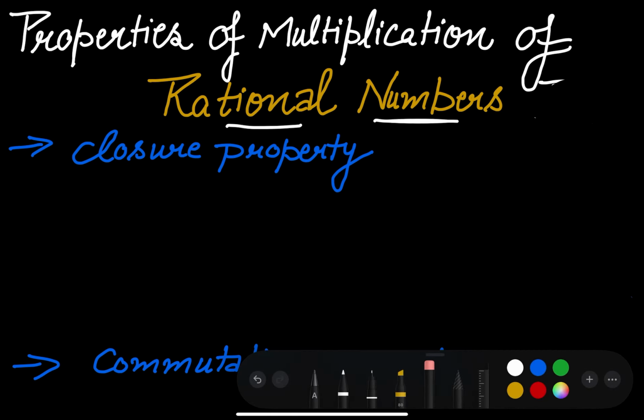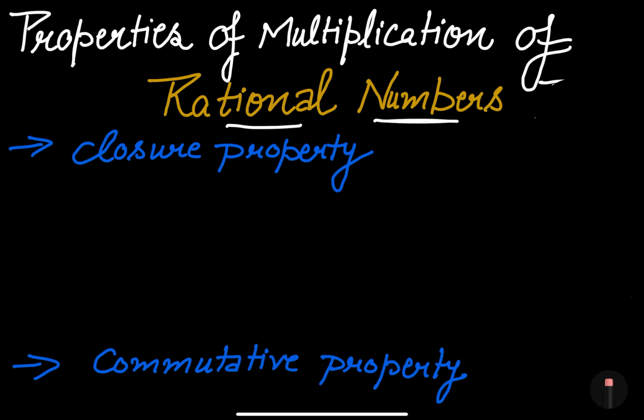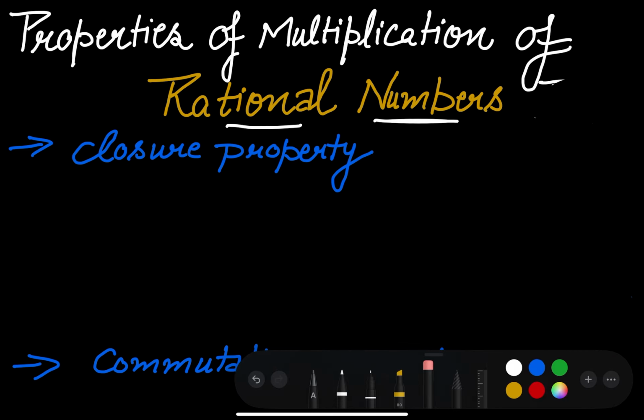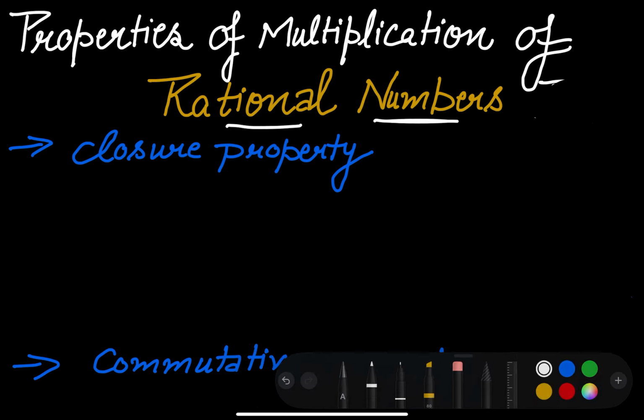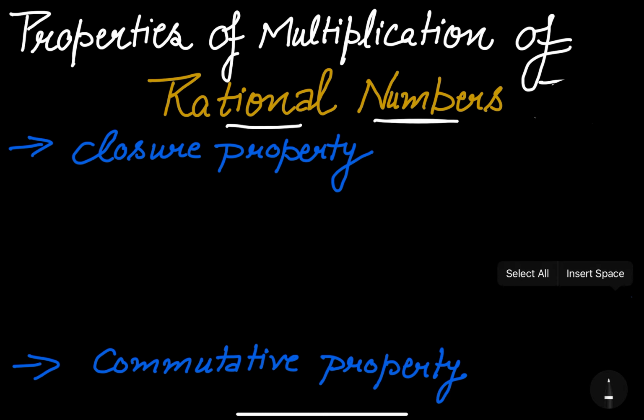Let's start discussing the properties of multiplication of rational numbers. The first property is the closure property. Students, please listen carefully because in exams, questions generally come from this concept, properties of multiplication. All properties here are very important. The first property is the closure property.